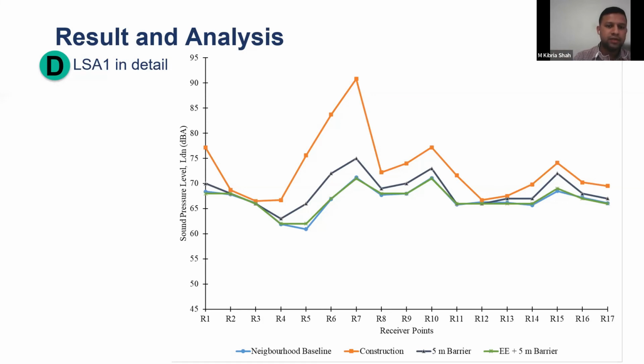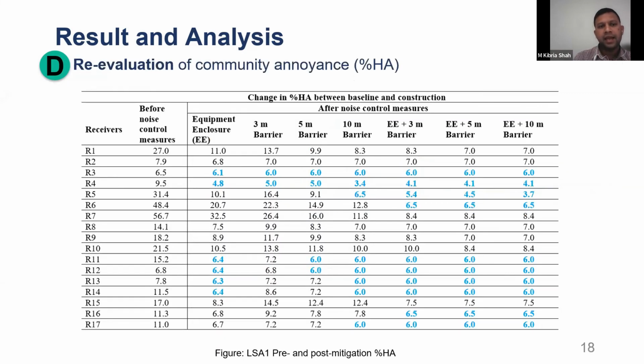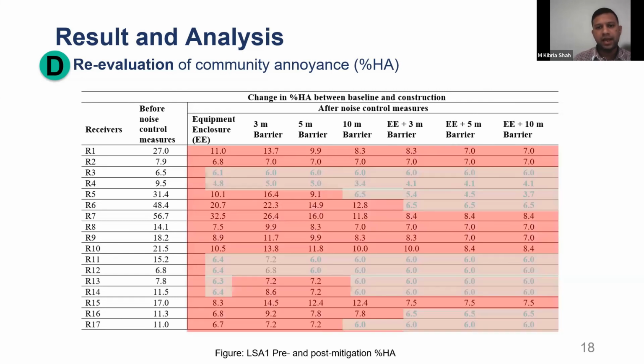But again, we still wanted to find out how much it is bringing down in terms of the percent HA. And we reevaluated the community annoyance, because without the noise control measures in place, we saw earlier that just 2 of the locations in LSA2 and 3 comply with the Health Canada guideline. But now we applied 7 different types of noise control, and now we realize it's improved a bit, but it doesn't really comply. All the red doesn't comply, as it is above the 6.5, which is the recommended percentage limit by Health Canada.